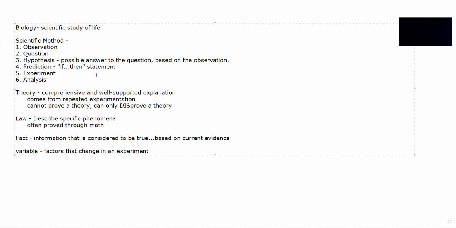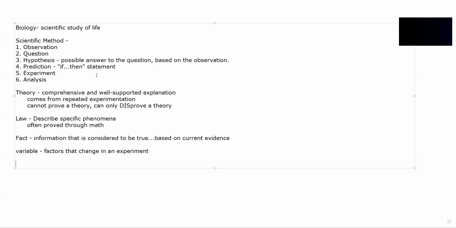Actually, I'm not going to give all of the rest. Okay, so a factor that's changed in an experiment. If I was testing medication, if I wanted to see if medication A was better than medication B, the medications in the experiment would be the variables, because those are the things that would be changing. I'd be looking to see the effects that changing those medications has.